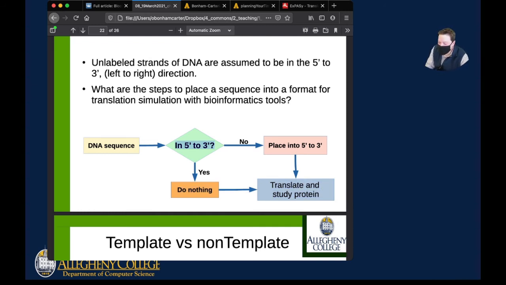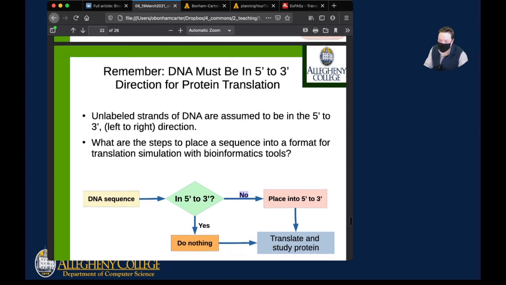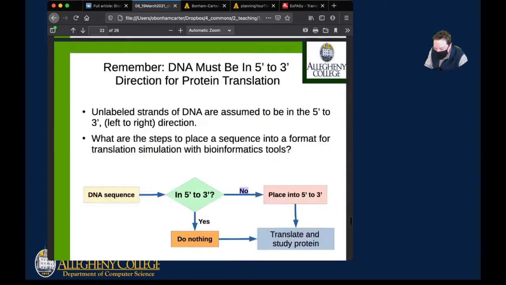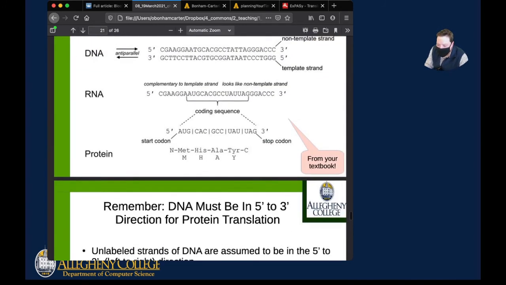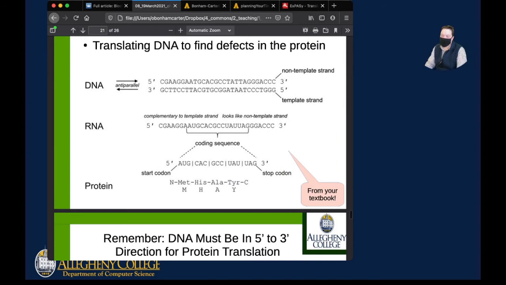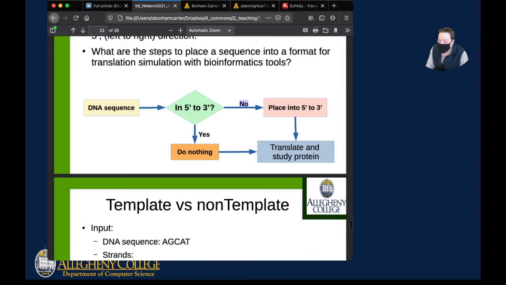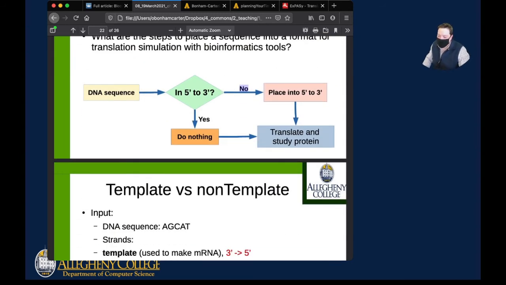However, if what you get is not in the 5 prime to 3 prime direction, it's not the right directionality. If it's 5 to 3, it means that you're working with the non-template strand, not the template strand. You can't start with that. And so therefore, you have to change this into the 5 prime to 3 prime.